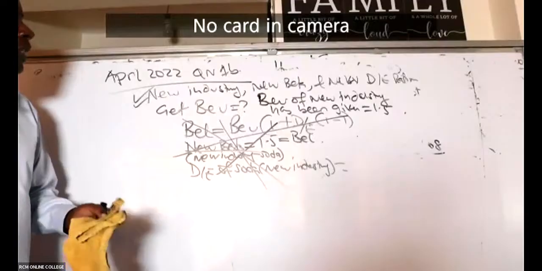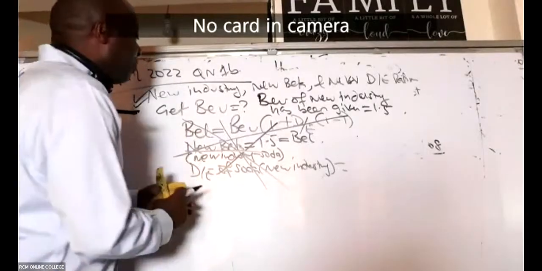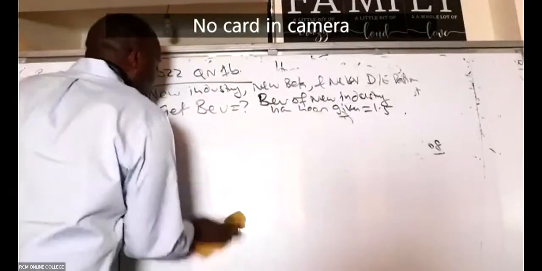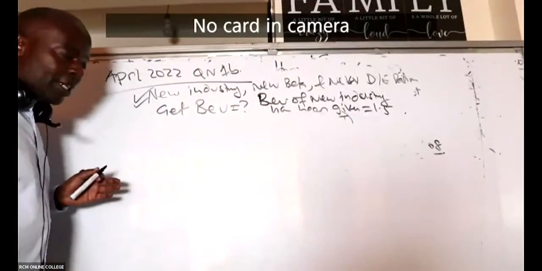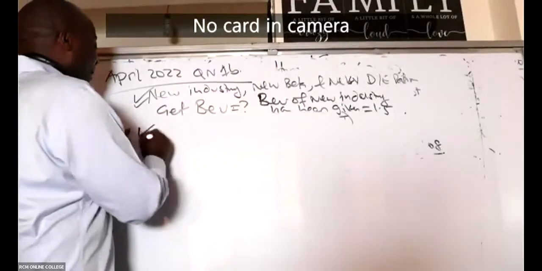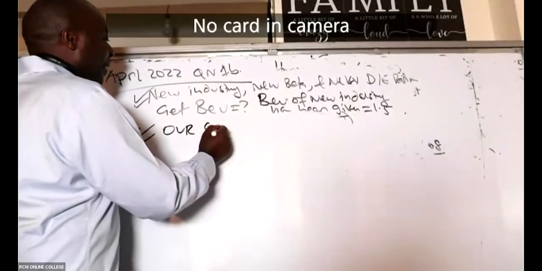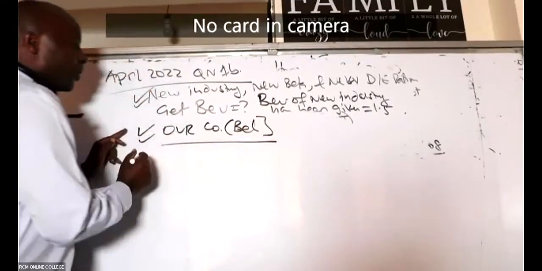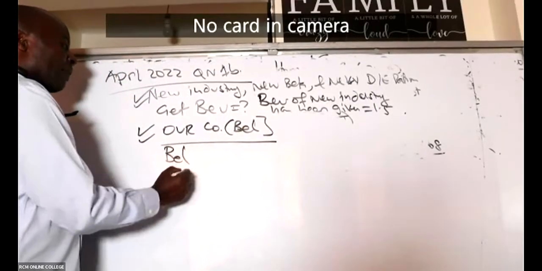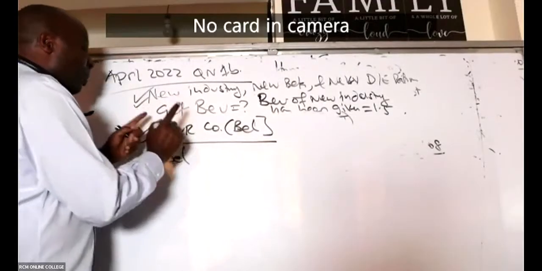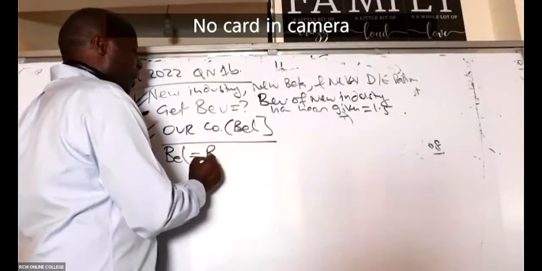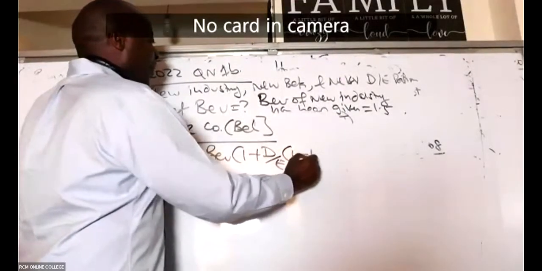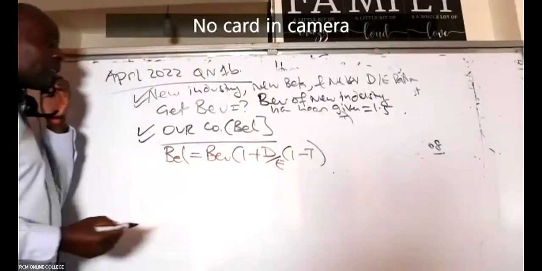Then straight away, the moment I know that, I go back home. Let's get back home. Now we come back to our company. So we get Bell for our company. How do we get this Bell for our company? Remember, you're using the above Beu. So Bell will be equal to Beu into 1 plus debt over equity into 1 minus what here, somebody? 1 minus tax.